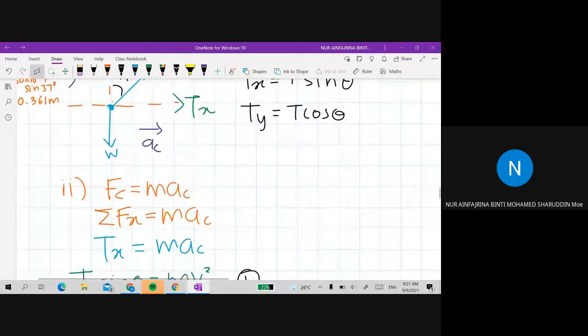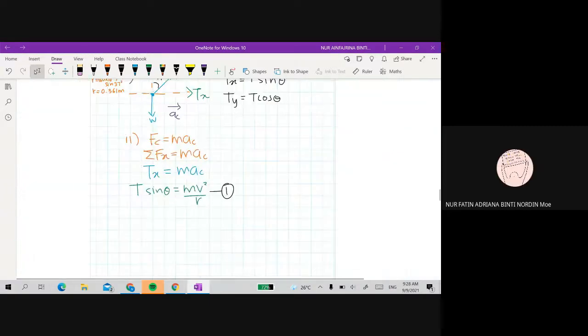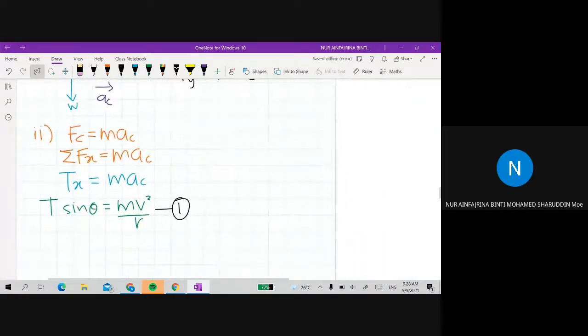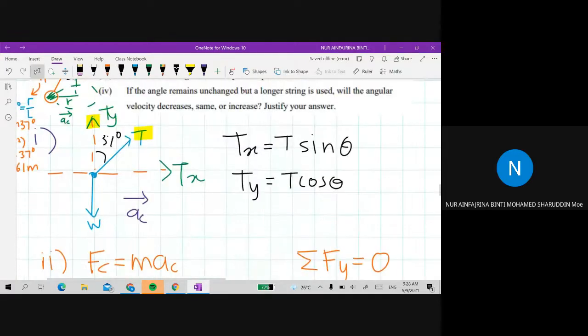Okay, now even though we already have our radius, we still don't know our mass, right? So what do we need to do? We have to put in the equation for the y-axis. Very good. So the summation of forces in the y component equals 0.